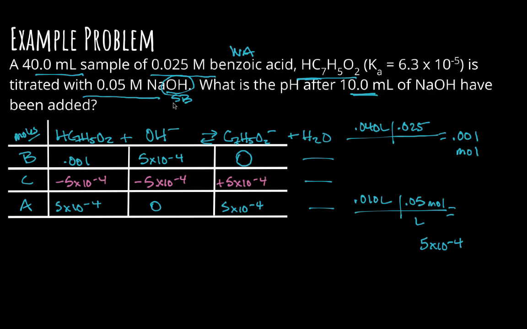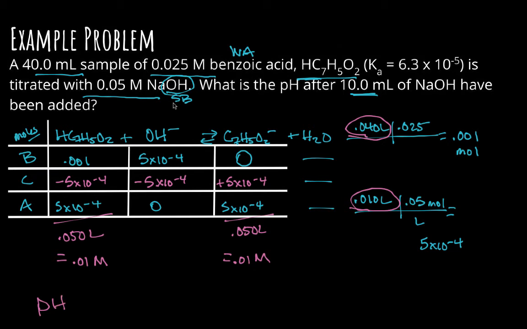Then before I can put it back into the Henderson-Hasselbalch equation, I need to divide by the new volume. So I had 0.04 liters and 0.01 liters, which is 0.050 liters. So that gives me 0.01 molar acid, 0.01 molar conjugate base. So now I can use Henderson-Hasselbalch.